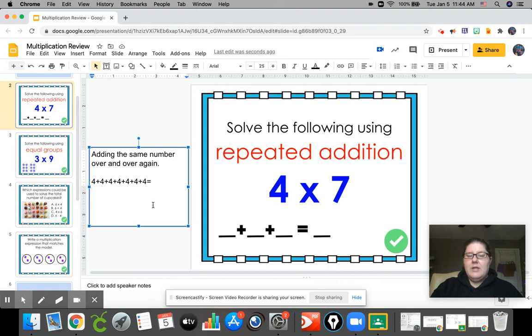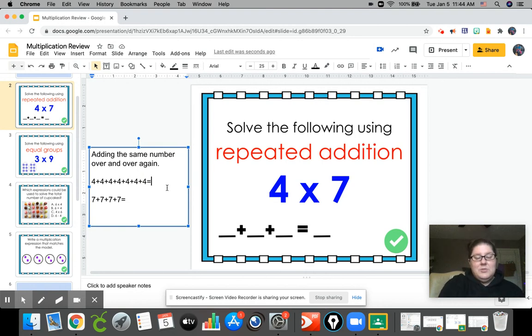Now, I want you to think about another way that you could do a repeated addition sentence using 7 instead of 4. Okay, so you've had a little bit of time to think about it. So you should have 7 plus 7 plus 7 plus 7. And that tells me that I have 7 4 times. 1, 2, 3, 4. Now, can you tell me what 4 plus 4 plus 4 plus 4 plus 4 plus 4 plus 4 is?